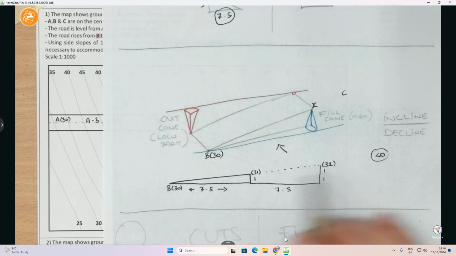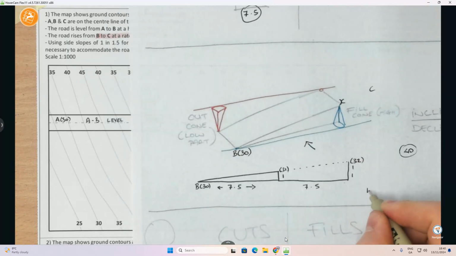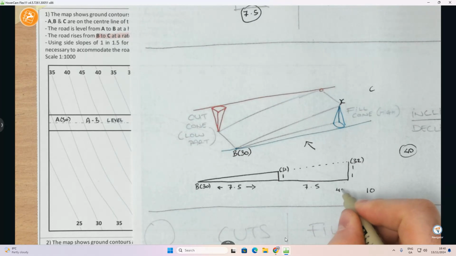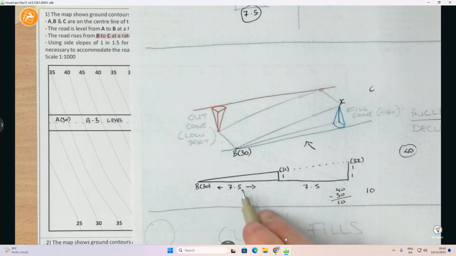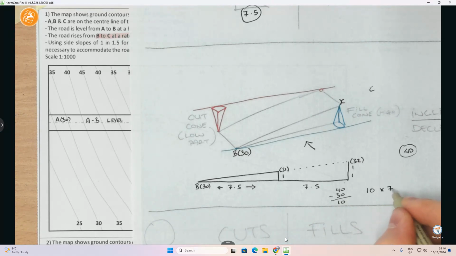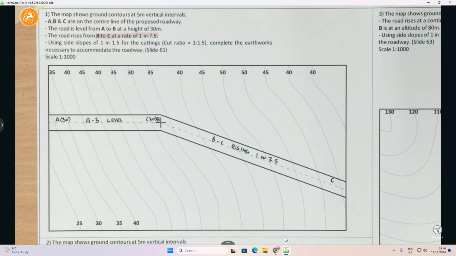So what is the difference between 40 and 30? It is 10. So 40 minus 30 is 10. So I have to take the 10 and multiply it by 7.5. That means I'm going to move 75 meters along the road, and I will then be at a height of 40. So that's kind of the concept.